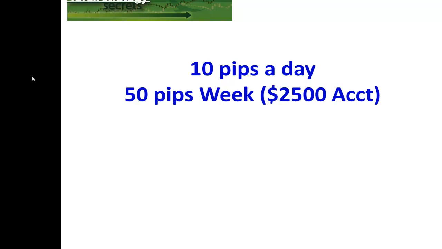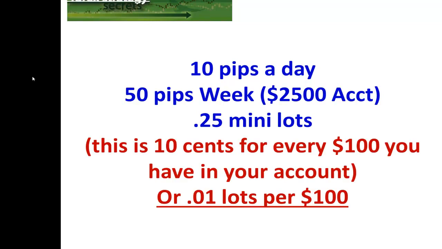I wanted you to see the difference between a 0.5 and a 0.25 for the mini lots. That's the same percentage of the account that you're trading, and a 50 pips a week. So what this amounts to is 10 cents for every $100 you have in your account, or 0.01 lots per $100. So you can calculate that.